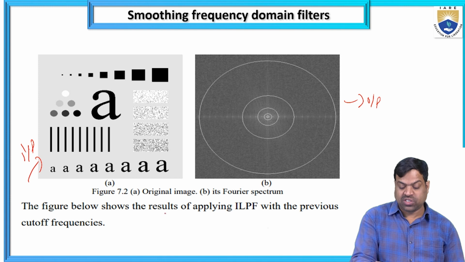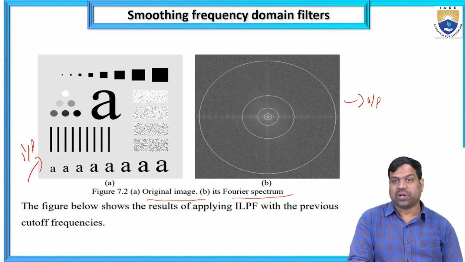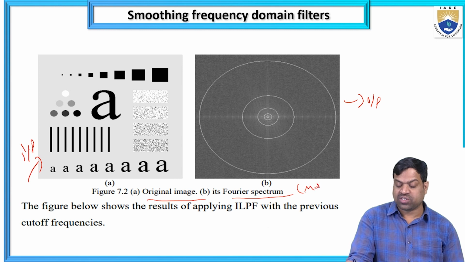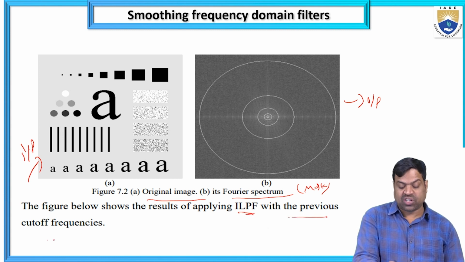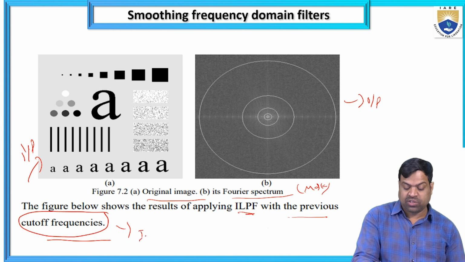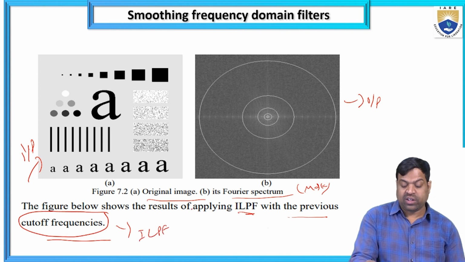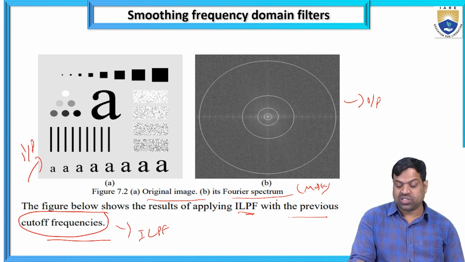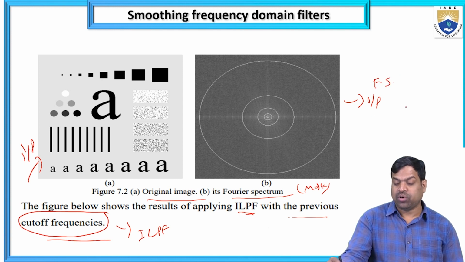So what is the difference? Here the input is the original image, and the output is a Fourier spectrum, meaning we applied a mask here. It shows the result of applying the ideal low pass filter with the previous cutoff frequencies. So when I have to apply the cutoff frequencies, then I will use ILPF. Okay, it is the input original image, and it is a Fourier spectrum output.